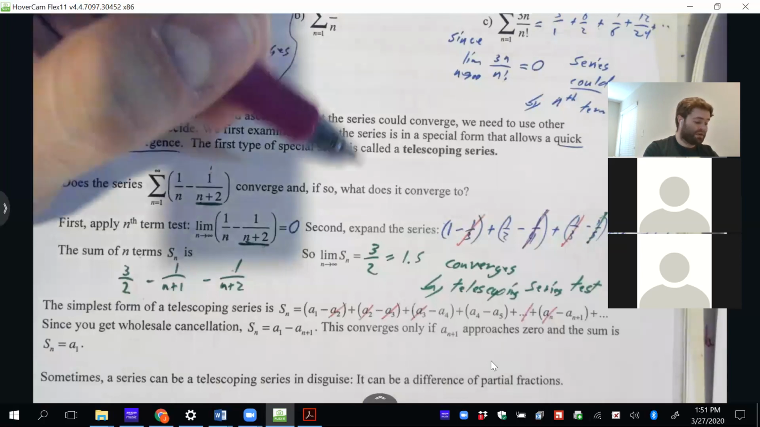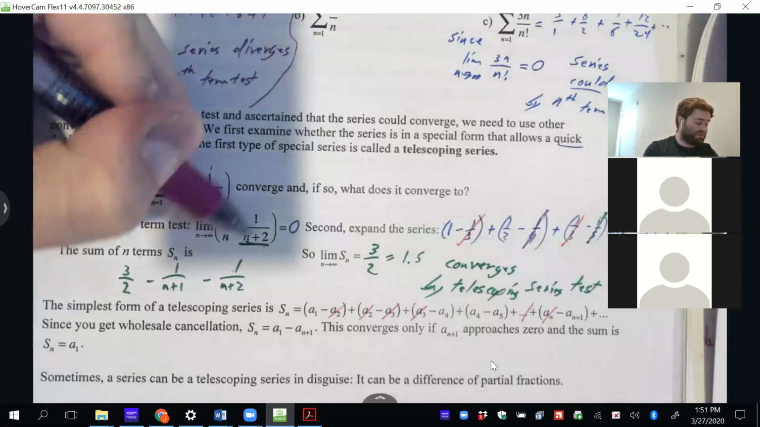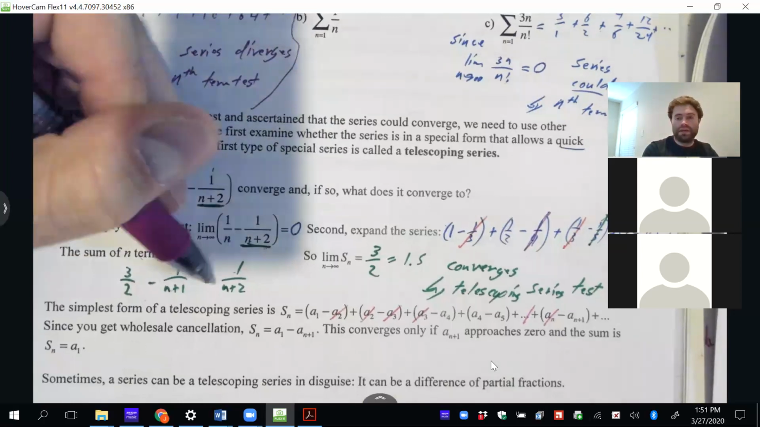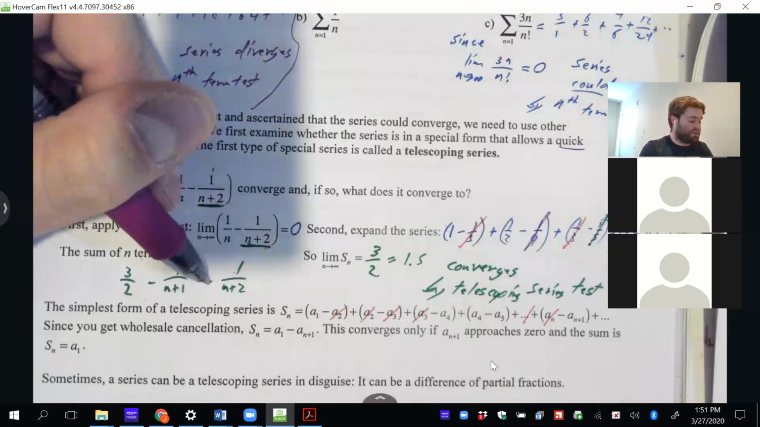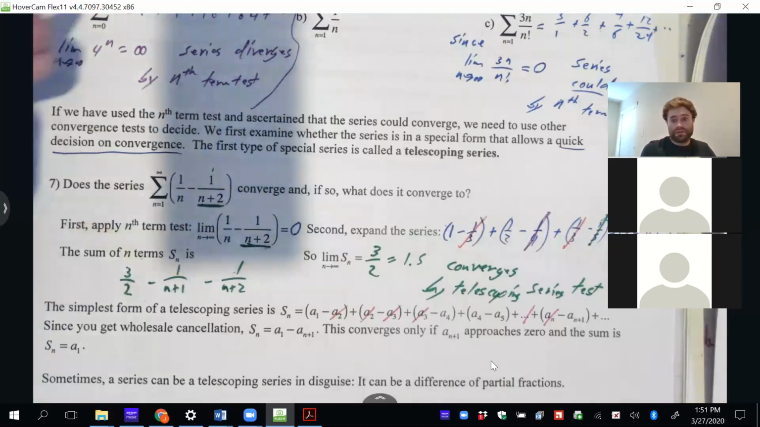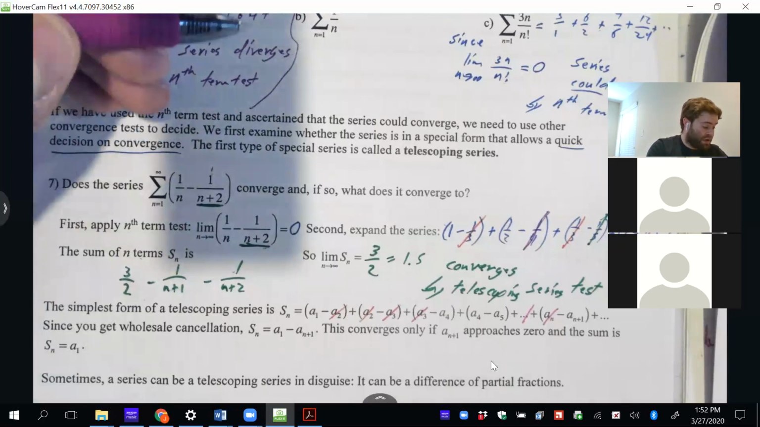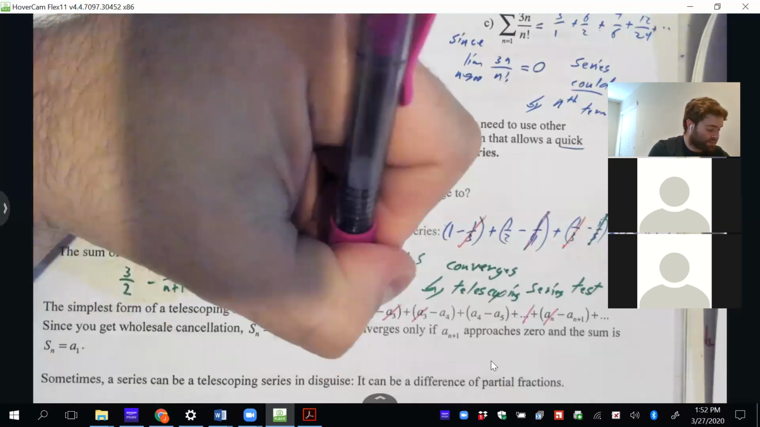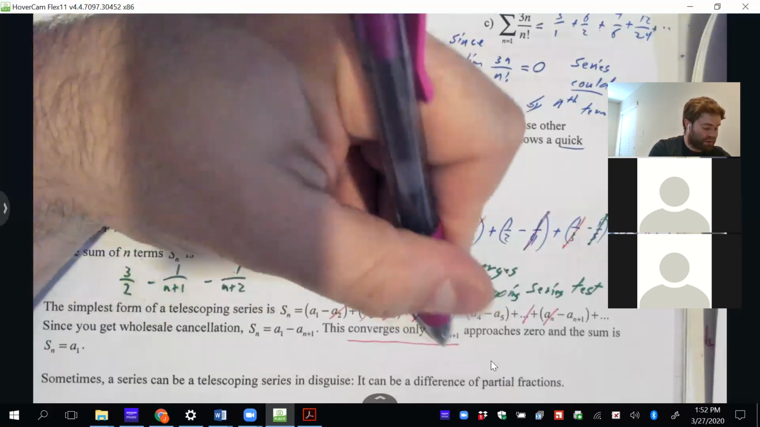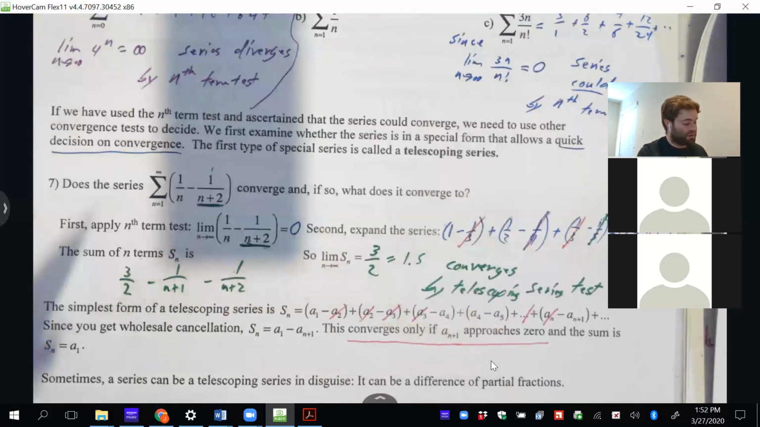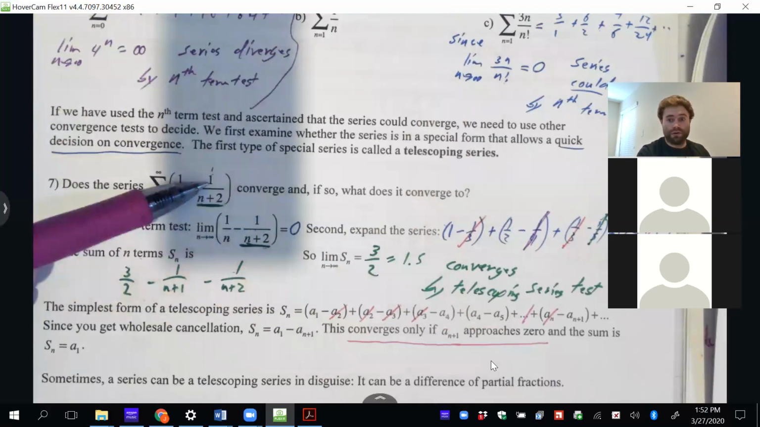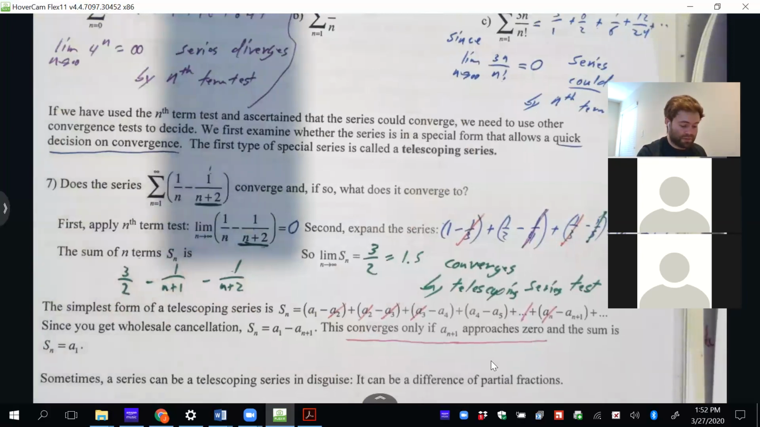This one that we did here, these a sub n plus 1 and a sub n plus 2 values at the end did end up approaching 0, which allowed it to converge. But it doesn't necessarily have to do that. So a telescoping series is only going to converge if the a sub n plus 1 term approaches 0, which is these last terms. If that last term approaches 0 as n approaches infinity, then the telescoping series would converge.